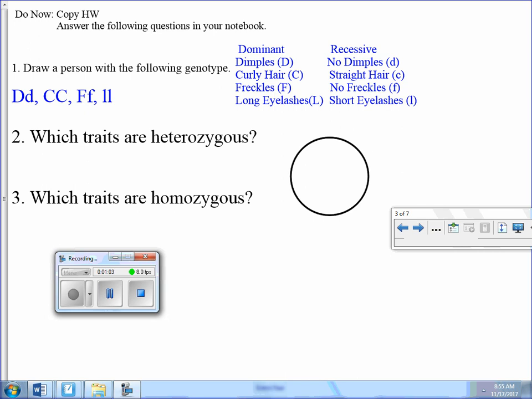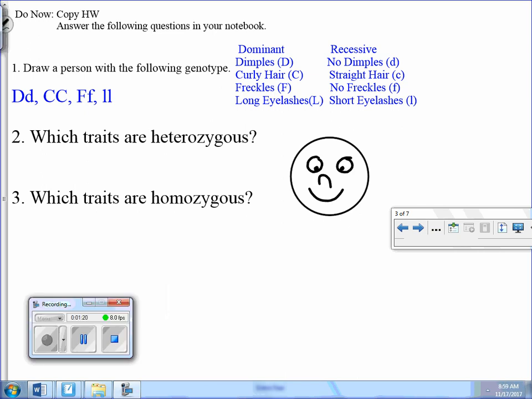Then you have 2 questions. Which of the traits are heterozygous and which ones are homozygous? I'll give you about 2 minutes to draw and answer the questions. Then I'll ask for a volunteer to come up here and draw the person for us, please.